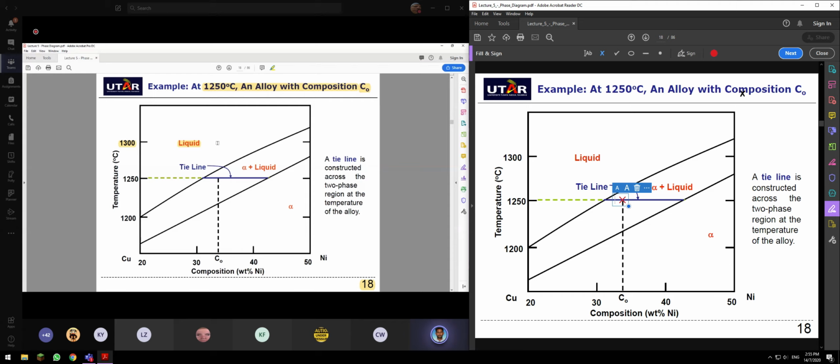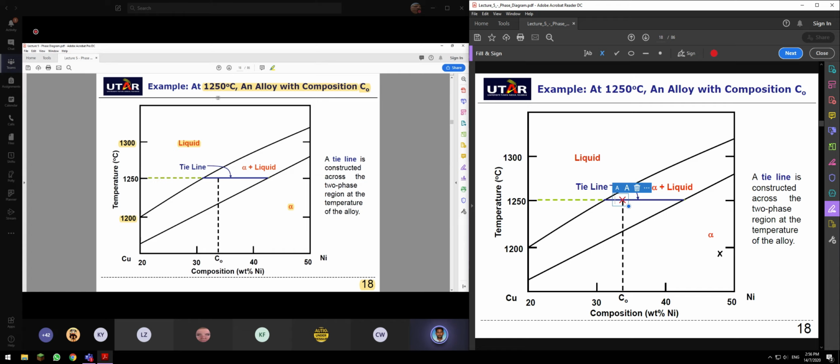Okay, as another example, at 1200 degrees Celsius, I'm giving you another question. An alloy with a composition of 45. What is the phase? At 1200 degrees Celsius, an alloy with a composition of 45 is here. What will be the phase? The phase is solid alpha. 100% solid alpha. That's all.